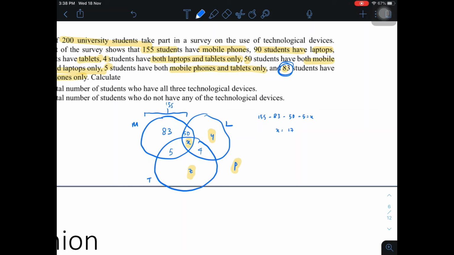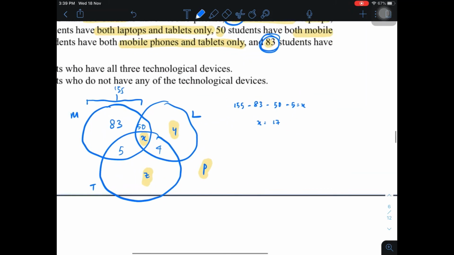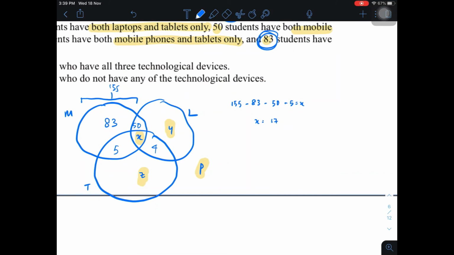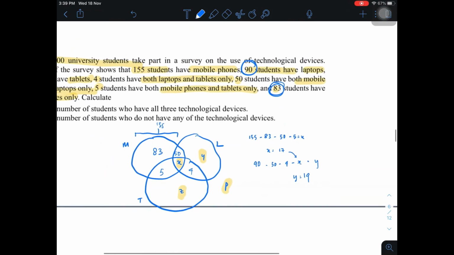Another thing is we know that 90 students have laptops, right? So we have x now, and we want to determine y. We can subtract 90 minus 50 minus 4 minus x, which is from here. We'll just drag it down, and it will be equal to y. So y would be 19, right? And now we have one z.